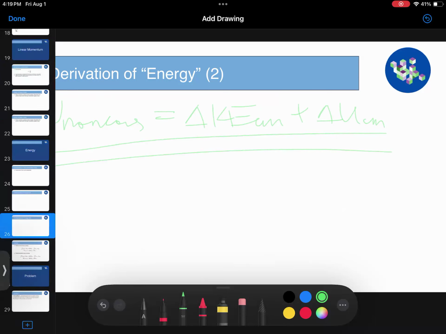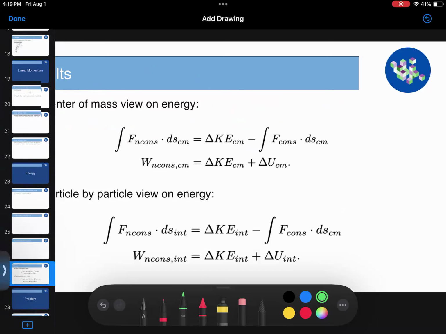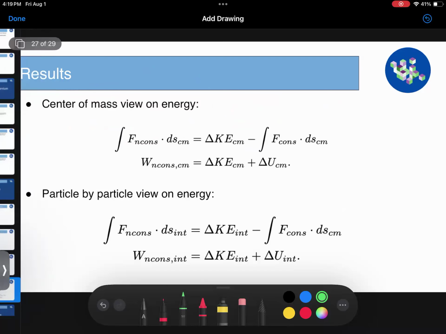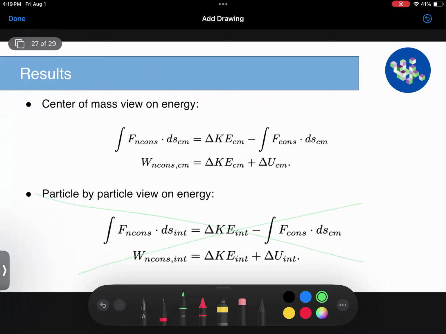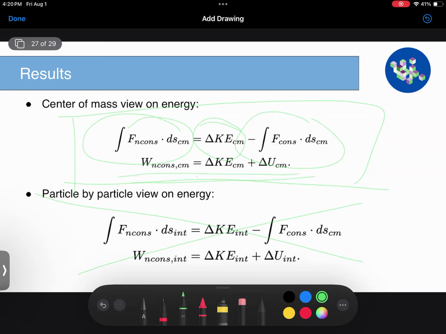And so if we want to look at our total result, by the way, for now, ignore this part. Let's focus on this part. The center of mass view of energy. The integral of force like this is just work done by non-conservative forces. We'll say it's the change in kinetic energy of the center of mass minus this quantity, right? And we'll say this work done by non-conservative forces is a change in kinetic energy plus a change in potential energy.